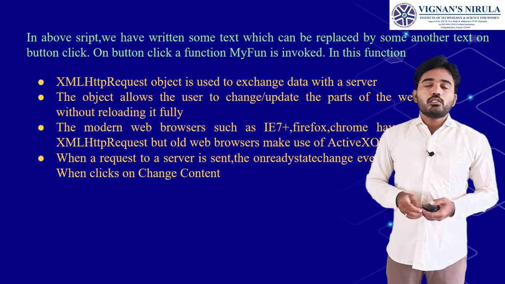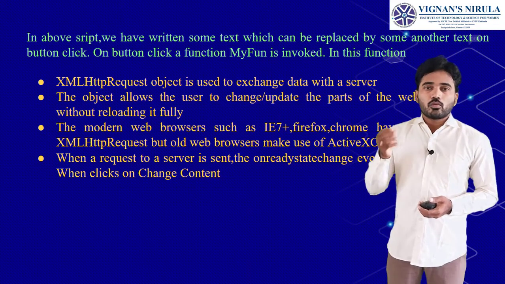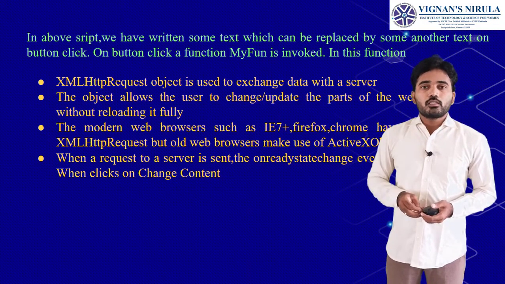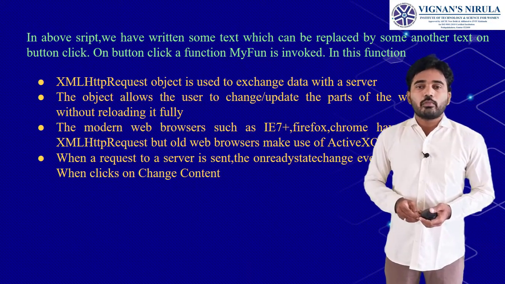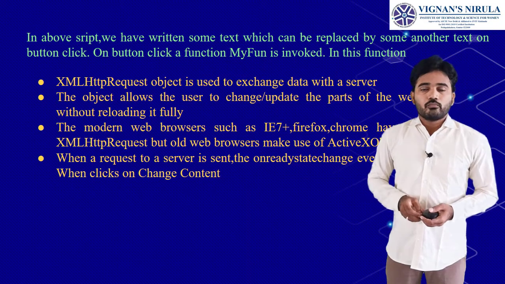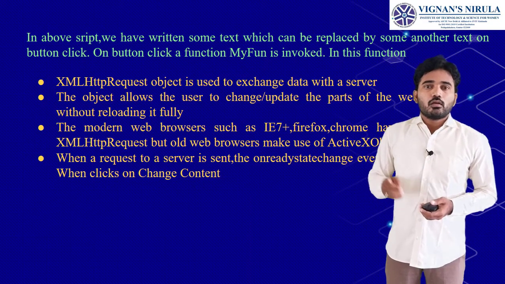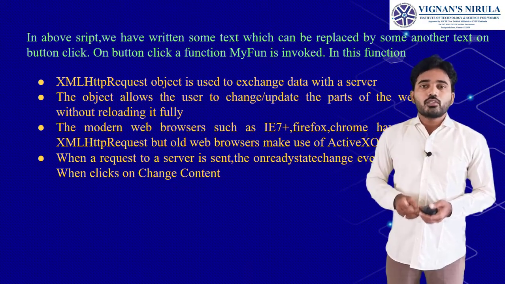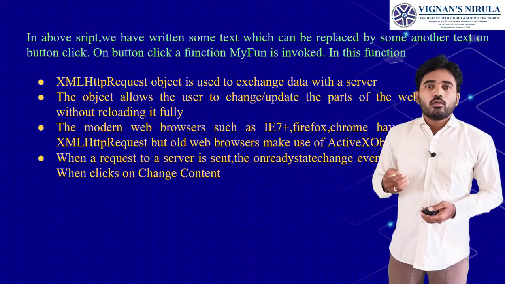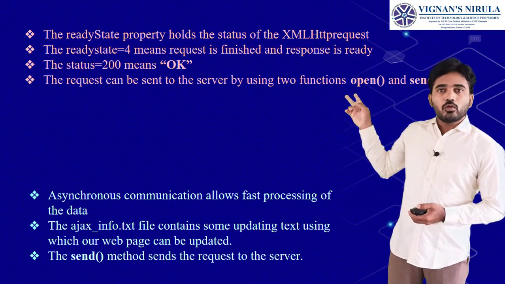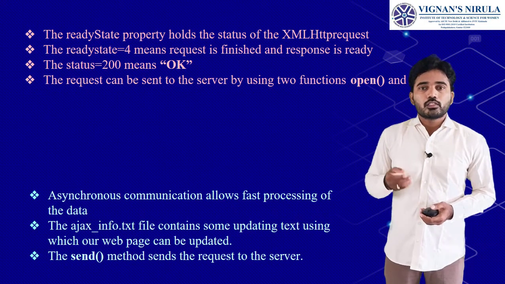Modern web browsers such as Internet Explorer 7 plus, Firefox or Chrome have a built-in XML HTTP request object, but the old browsers make use of the Microsoft ActiveX object. So when a request is sent to the server, the onreadystatechange function is triggered. So when the user clicks on change content, two properties you need to follow, that is the readyState property and the status.